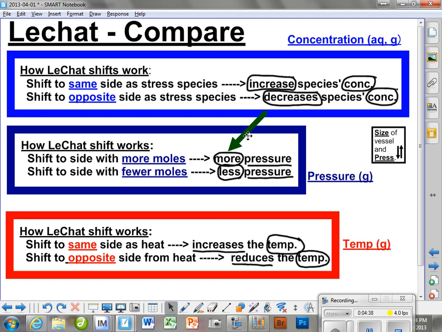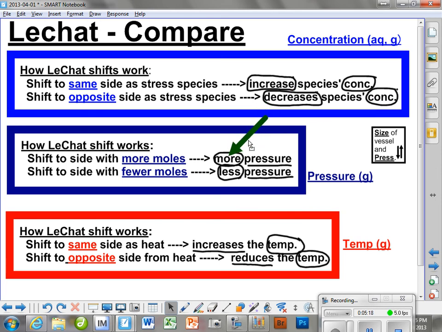So when we want more pressure, how do we stress the system? By increasing or decreasing the size of the vessel. The relationship of the pressure to the size is inverse. A bigger size of the vessel will make a smaller pressure, and a smaller size for a vessel, as we shove the piston down or squeeze the balloon, is going to make more pressure. That's what we call inverse.